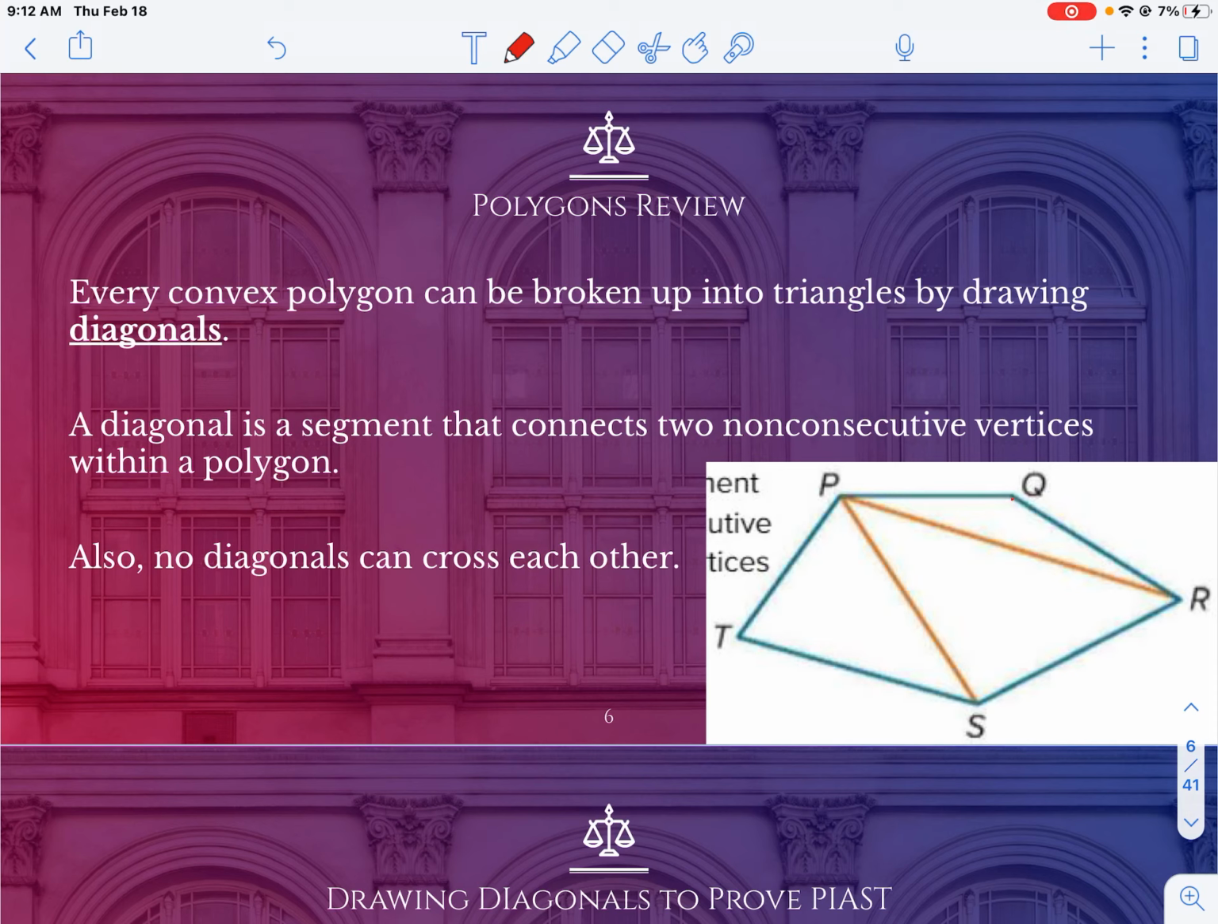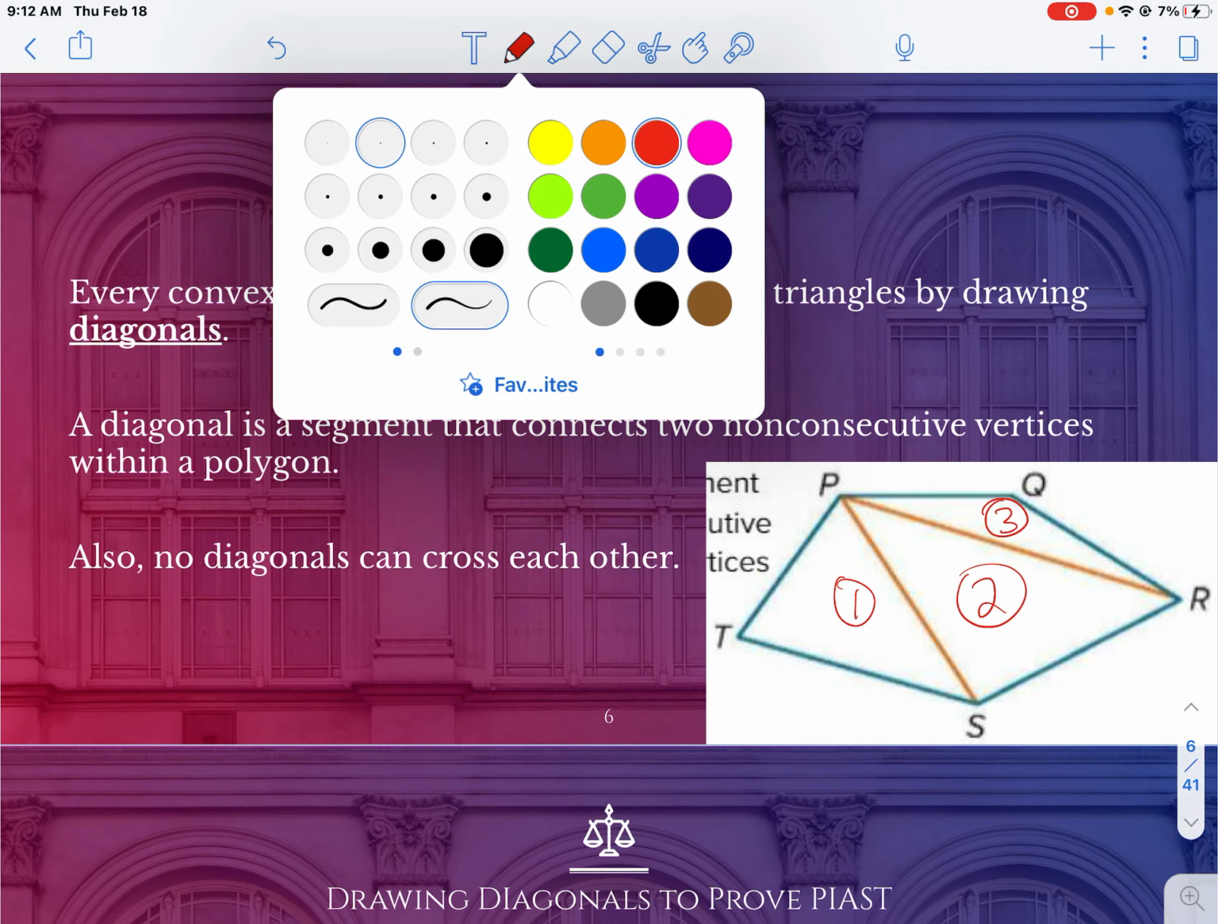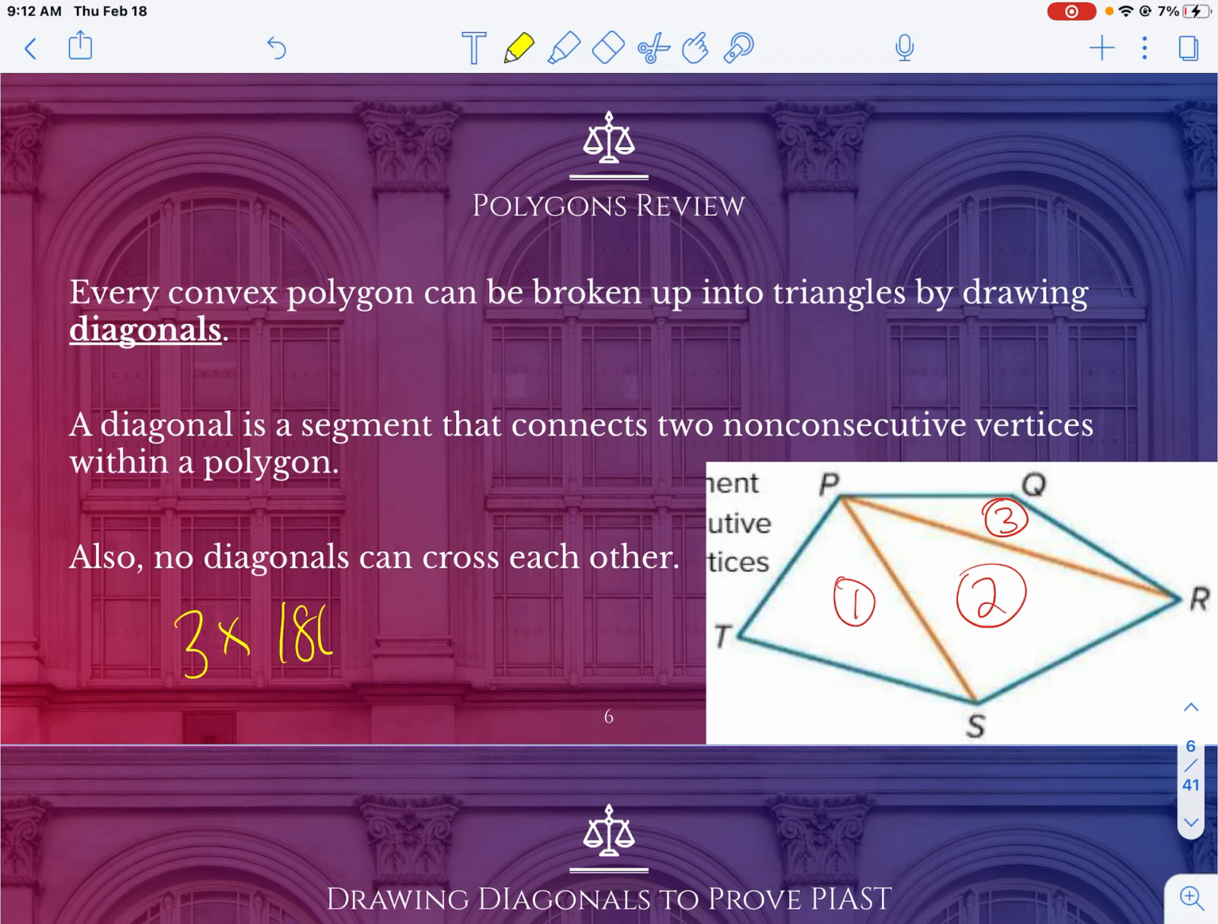So I can't draw a diagonal from here to here, because that would, again, cause diagonals to cross each other. So if you notice, there's 1, 2, 3 triangles. So 3 triangles times 180 degrees per triangle means that for a pentagon, the interior angles add up to 540 degrees. So again, that would be 3 triangles at 180 degrees apiece, which is 540 degrees. So that's the interior angles of a pentagon.